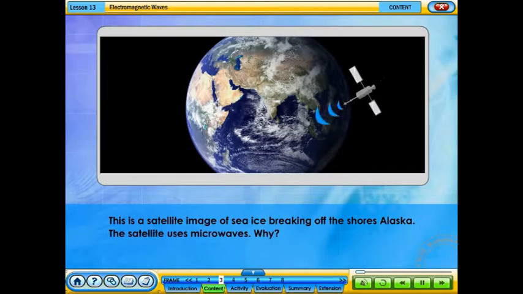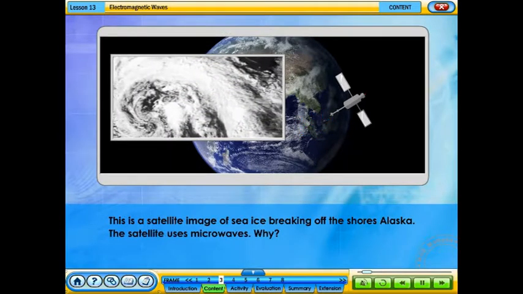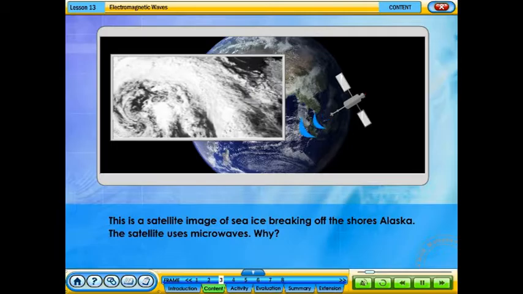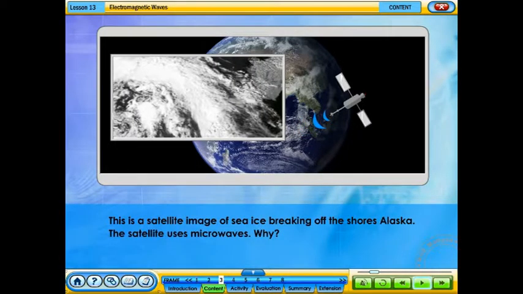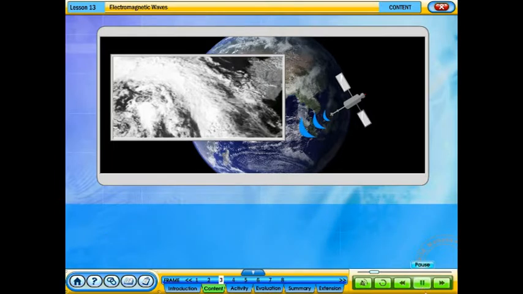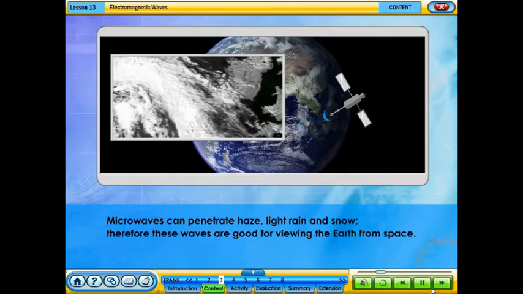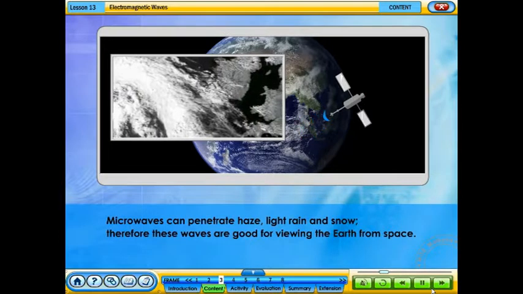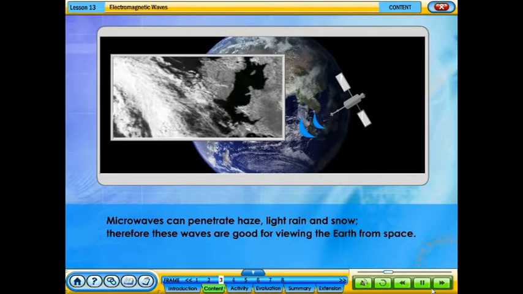This is a satellite image of sea ice breaking off the shores of Alaska. The satellite uses microwaves. Why? Microwaves can penetrate haze, light rain, and snow. Therefore, these waves are good for viewing the Earth from space.